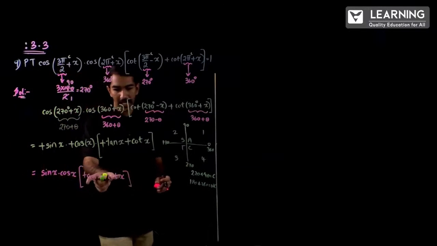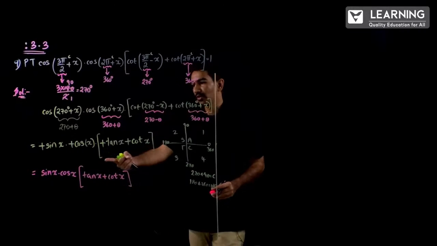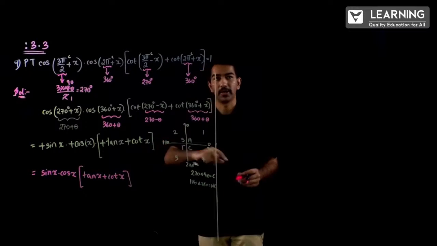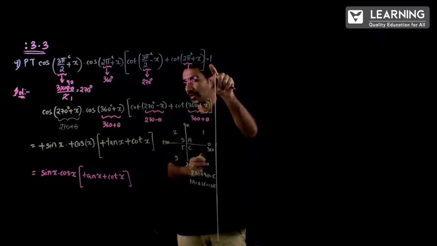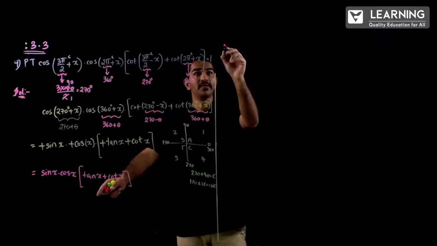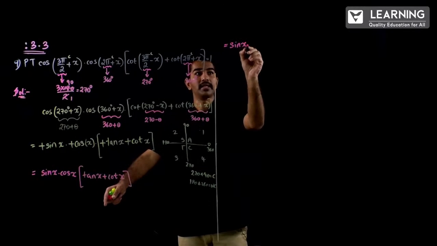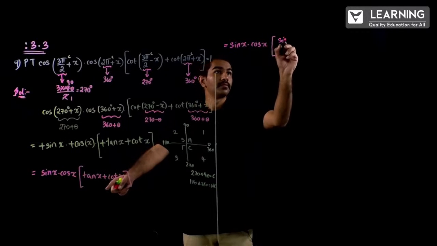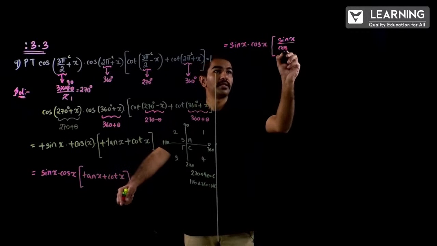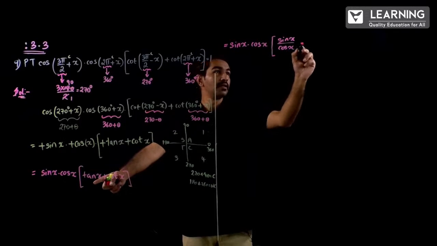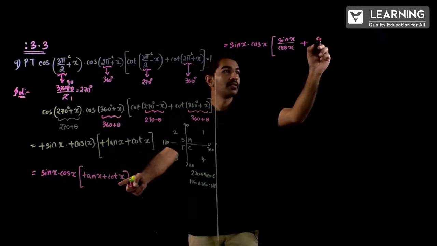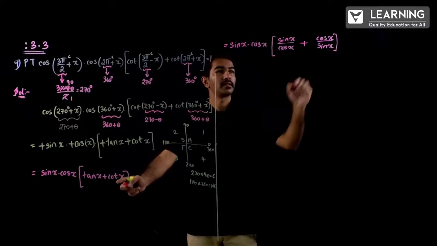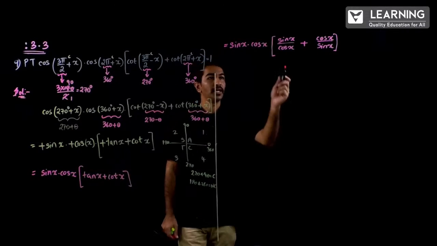Now students, tan x plus cot x is inside the bracket and outside what do we have? Sin x and cos x. So whatever is inside the bracket, we'll try to convert it in terms of sin and cos. Why are we doing this? Just to get 1, students. You'll understand this here. Which is equal to sin x into cos x of sin x by cos x, that is nothing but tan x, plus here we have cot x, cos x by sin x. Correct? Now take the LCM.